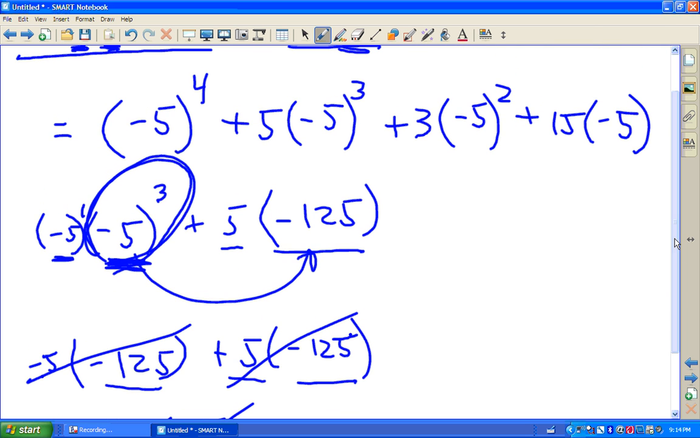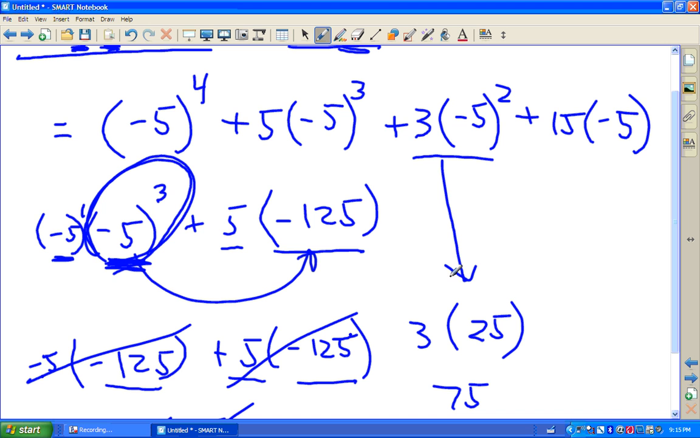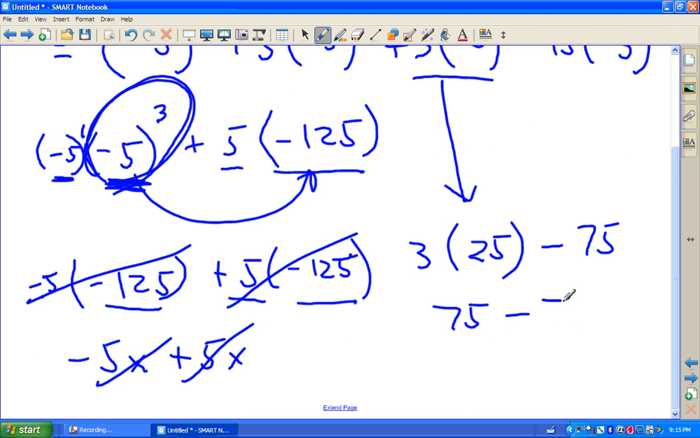So let's look at what's left. -5 squared is 25. 25 times 3 is 75. So that part comes down here, and this is plus, or actually a minus, because it's -5 times 15. Oh, that's -75. So 75 minus 75, the whole thing turns out to be 0. Everything cancels, so you get a 0 answer for that one.